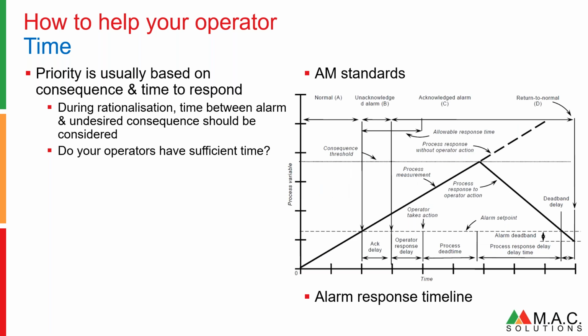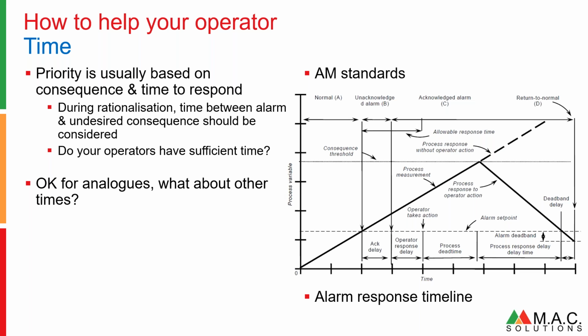If you look in the alarm management standards, there's an alarm response timeline. I'm not going to go through this because you can look in the standards. I'm sure most people know about it. You have a rate of change. You consider the maximum rate of change of a particular process variable. How long have you got between the alarm occurring and the undesired consequence happening? Does the operator have sufficient time to respond there? That's great for analog alarms. But what about other alarm types?